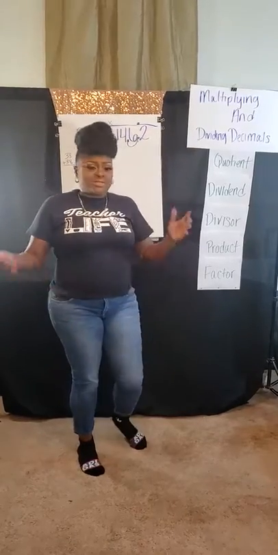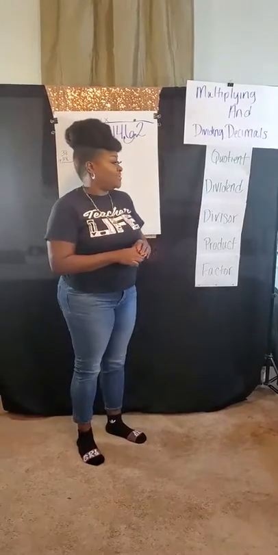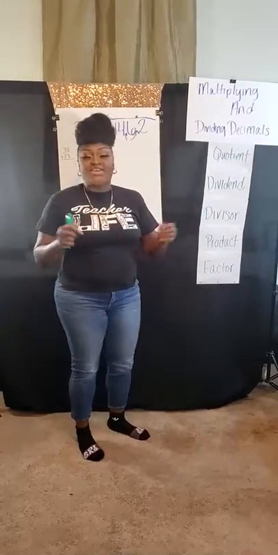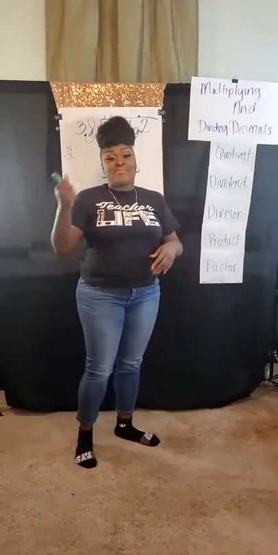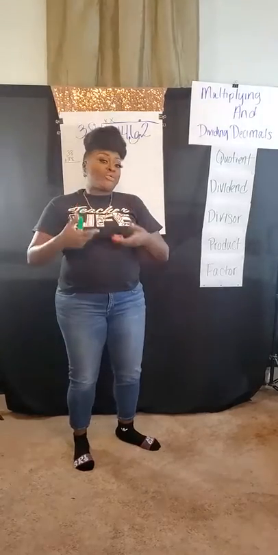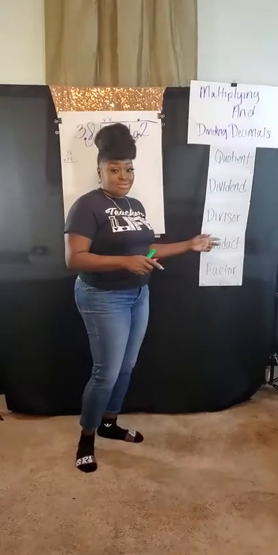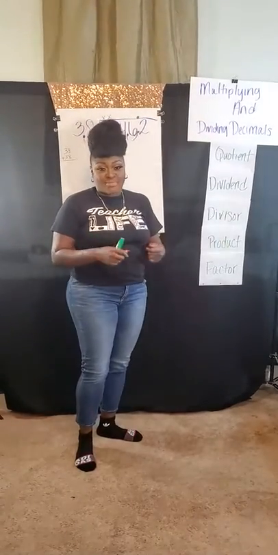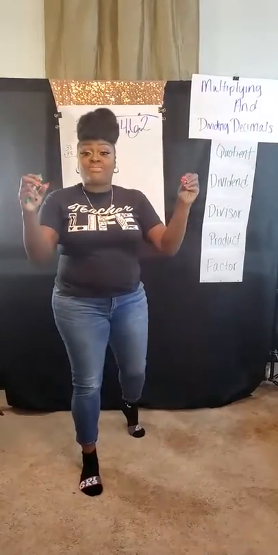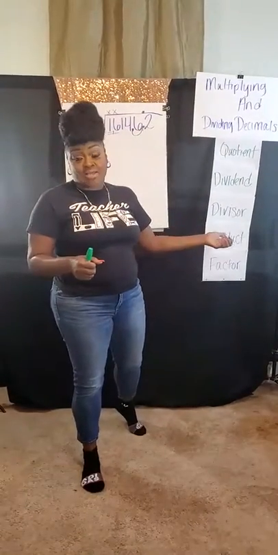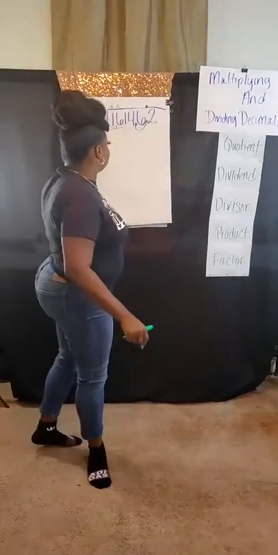A couple of vocabulary words we've heard before. Quotient. The quotient is the answer to a division problem. Dividend. The number inside the house that has to be broken up. Divisor. The number on the outside of the house, which is the groups that the number on the inside of the house will be broken up into. The product, which is the answer to a multiplication problem. And then factors. Factors are the two numbers multiplied times each other to get the product, which is the answer.